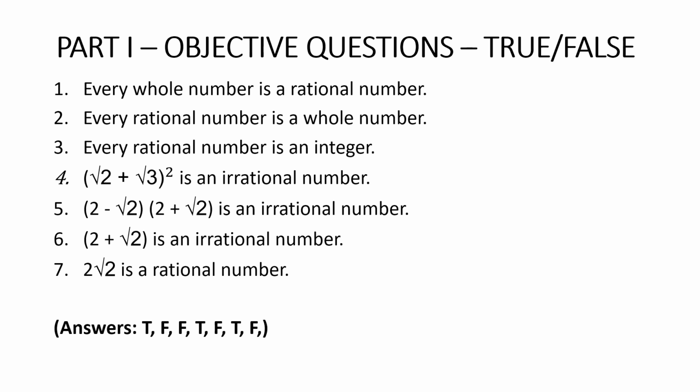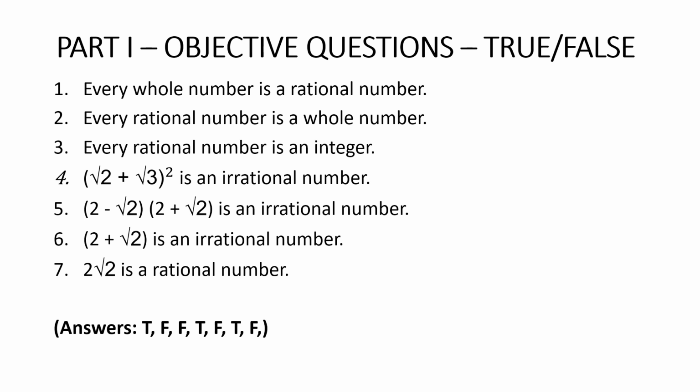Correct? Root 2 plus root 3 whole square is an irrational number. That is always true. Why? Because root 2 is irrational, root 3 is irrational. Addition of both of them is an irrational number, and because you are having the square of root 2 plus root 3, it will be 2 plus 3 plus 2 into root 2 root 3, which is root 6. It is an irrational number.